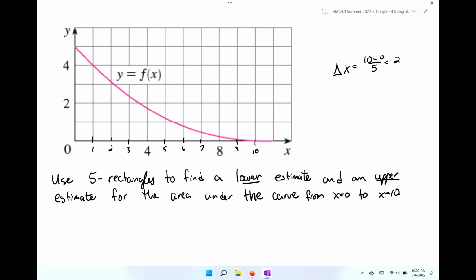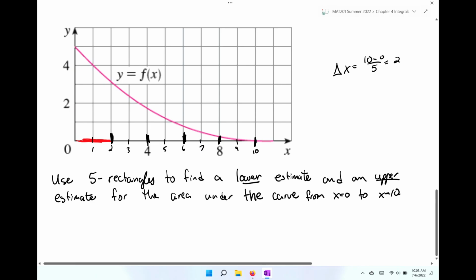And what that means is for every 2, we're going to draw a rectangle for us. So our delta x, this distance right here, maybe I should use a different color so you could really see it. This distance right here is that delta x I was talking about, and this is going to equal 2. All right? So the first thing we want to do is a lower estimate, okay?